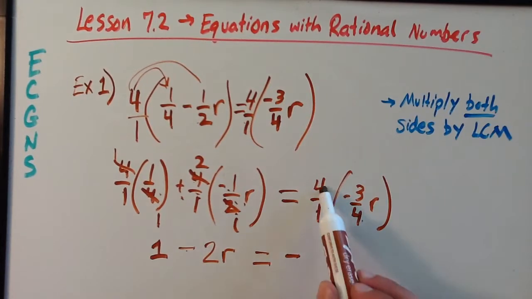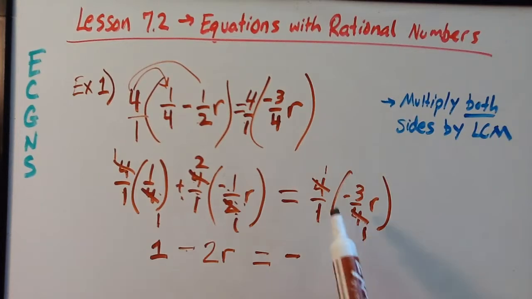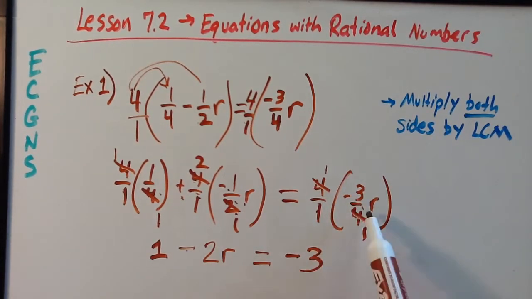And you have 4 over 4 here. 4 over 4 can simplify because that's the same thing as 1 over 1. All right, so now you have 1 times negative 3, which is negative 3. Don't forget your r, negative 3r.